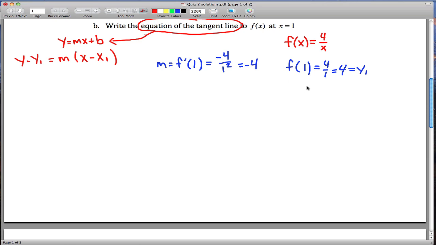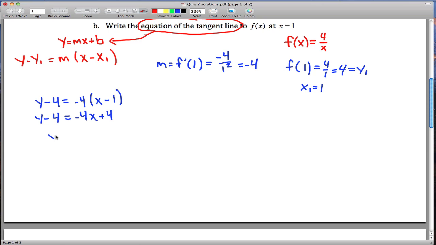So now we have all of the pieces to plug into this formula. See, y minus, instead of y1, we can write 4, equals m, which is negative 4, times x minus x1, which is 1. Now if we distribute this negative 4 through, be careful, negative 4 times negative 1 is positive 4. It's a mistake I saw a few times, people just distributing the 4 through, not the negative 4.